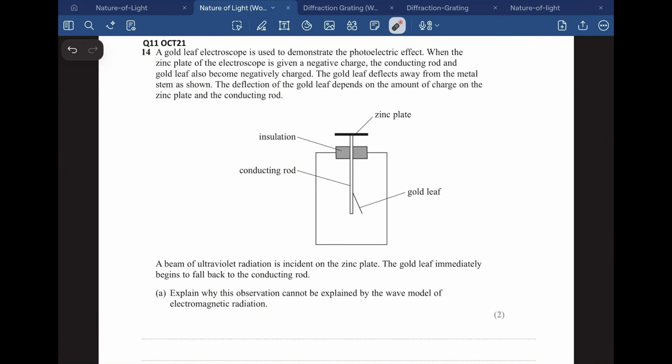It says a gold leaf electroscope is used to demonstrate the photoelectric effect. When the zinc plate of the electroscope is given a negative charge, as it is connected with the conducting rod, the conducting rod also becomes negatively charged. The conducting rod and the gold leaf also become negatively charged, and as the gold leaf is connected with the conducting rod, both of them are negatively charged, so they repel. As the negative charge is repelled, the gold leaf has deflected. Now it says the gold leaf deflects away from the metal stem as shown.